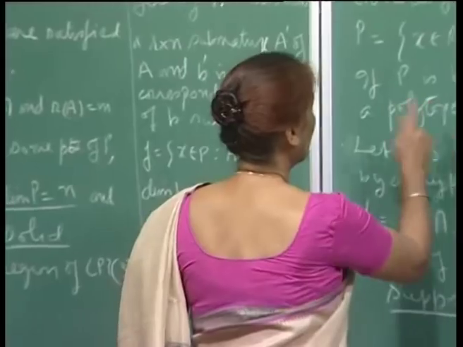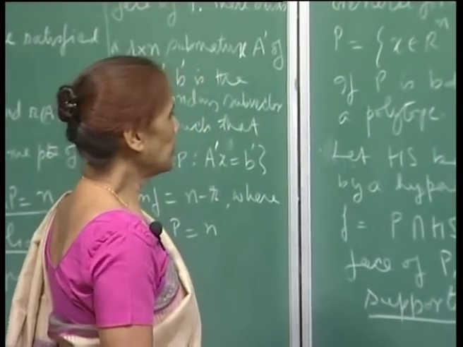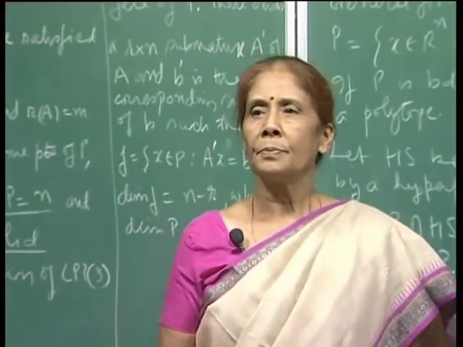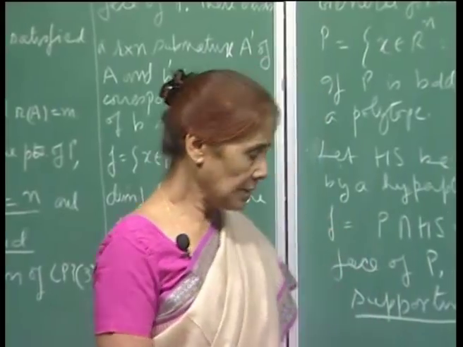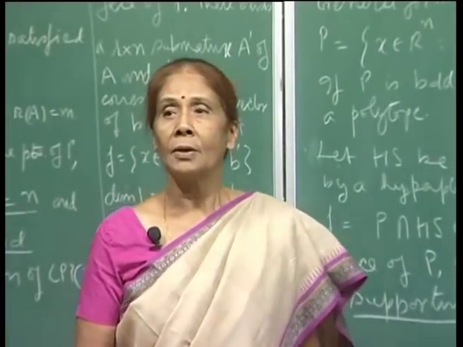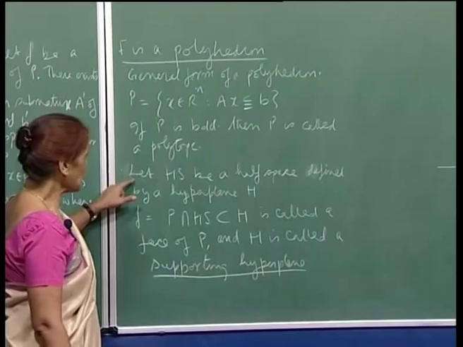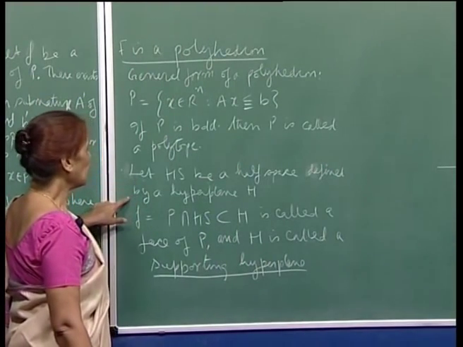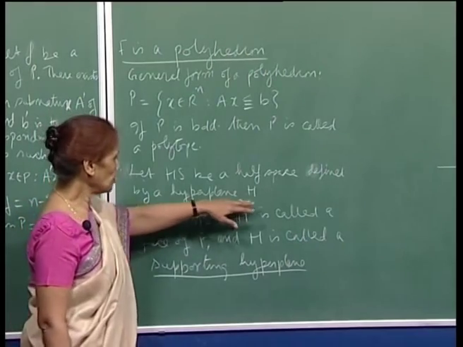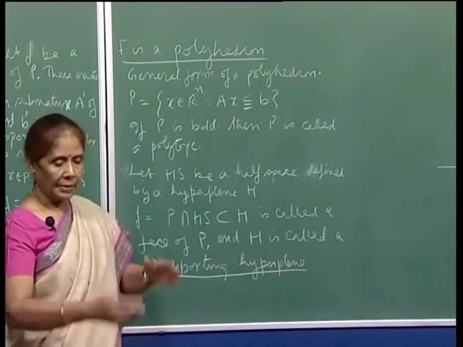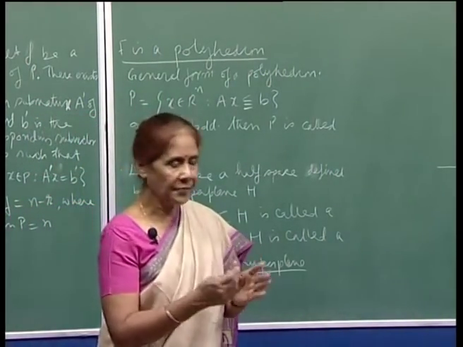Now, after having defined a polyhedron, let me talk of subsets of a polyhedron also, and some of them have a lot of significance in the development of the simplex algorithm. So let HS be a half space defined by a hyperplane H, and I talked to you about the half spaces and how every hyperplane will define 2 half spaces.